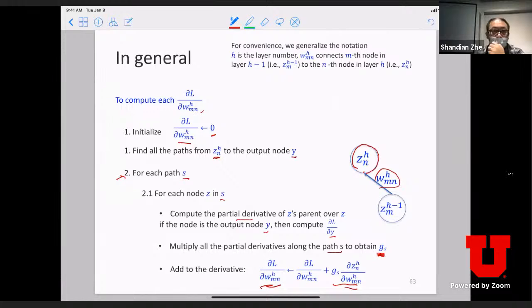Let me use one example to illustrate the procedure. Suppose from Z_n^H, this is my output neuron, so I got 3 paths.